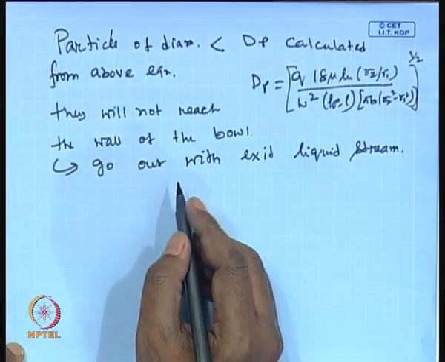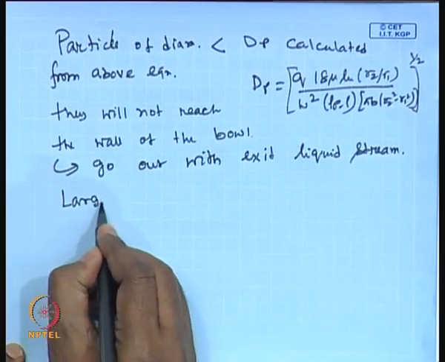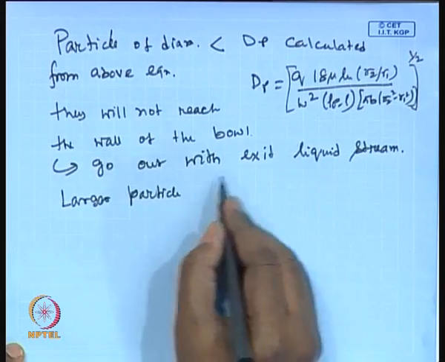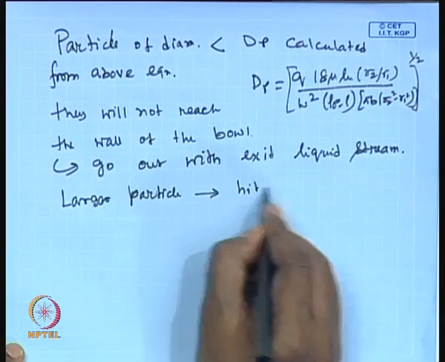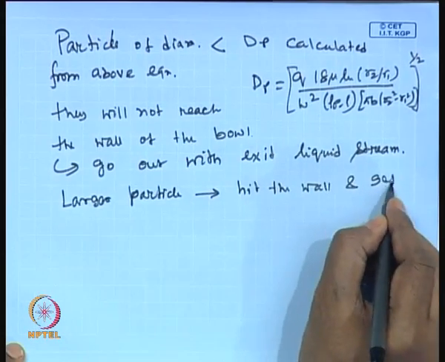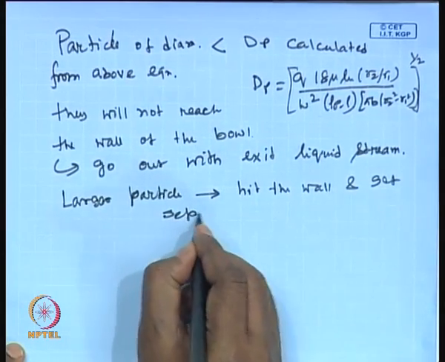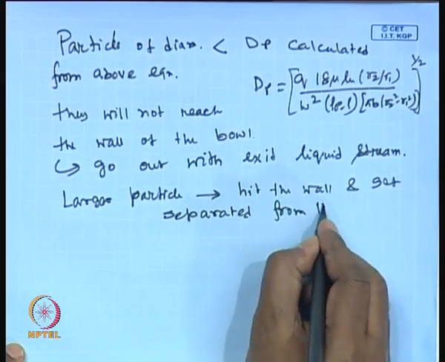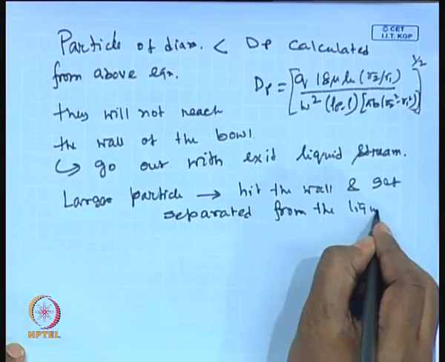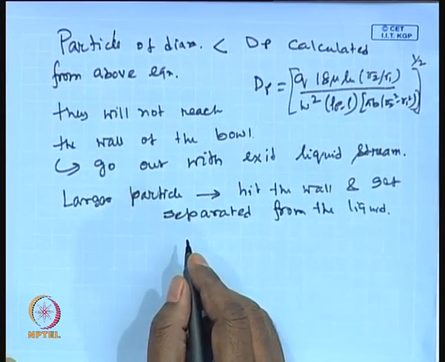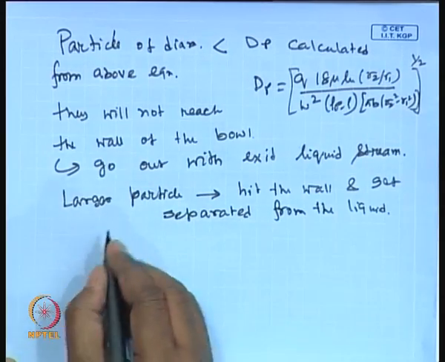Now, larger particles, meaning particle diameter larger than dp, hit the wall and get separated from the liquid. Now, therefore, a cut point or critical diameter of the particle is defined.